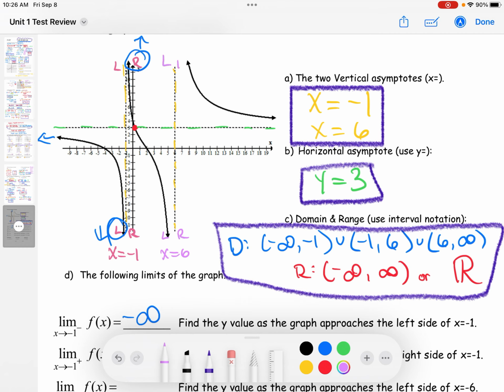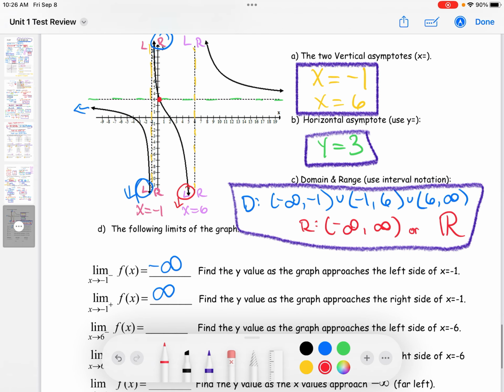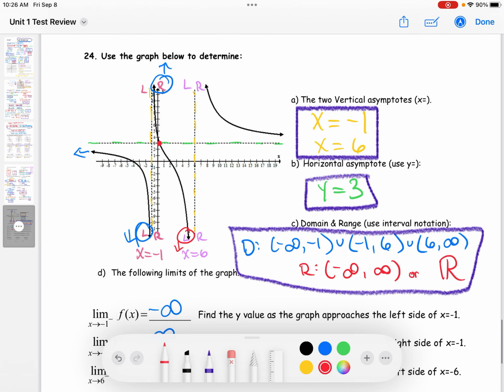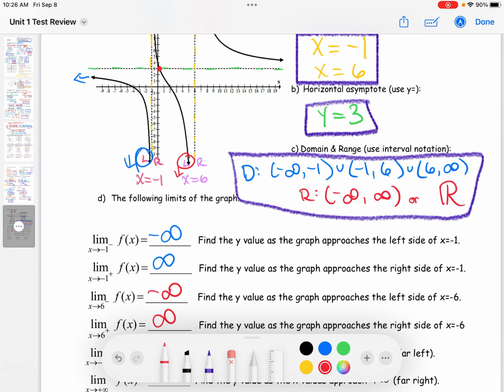We'll do the same idea at the other asymptote at x equaling 6. Label bottom, left, right. Label top, left, right. First thing it asks us for is on the left. If we look at the left up top, there's no graph. If we look at the left on bottom, there is graph. So that goes to negative infinity on that left side. Same idea on the right. On the right side of that asymptote up top, there is graph. There is no graph on the right side of it on the bottom. So that goes to positive infinity.